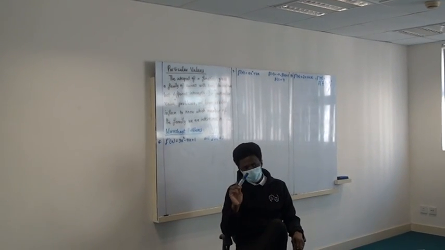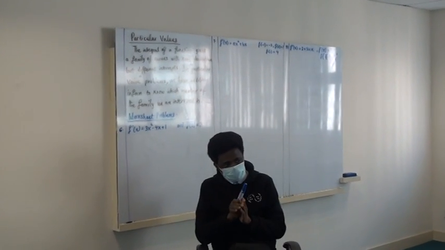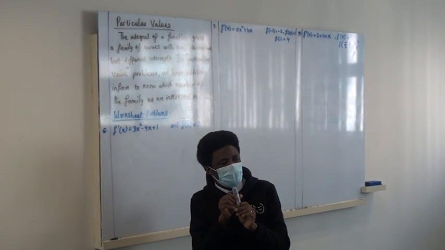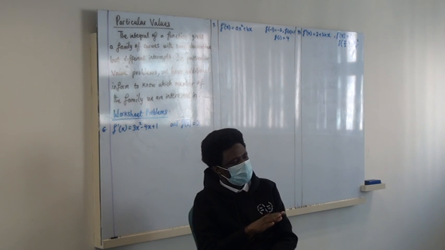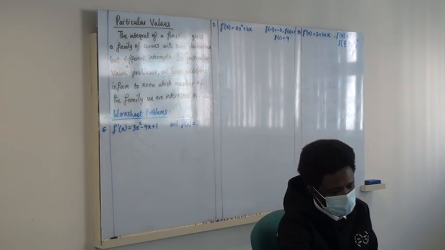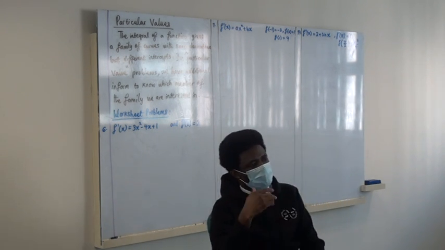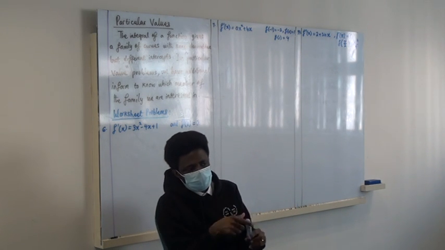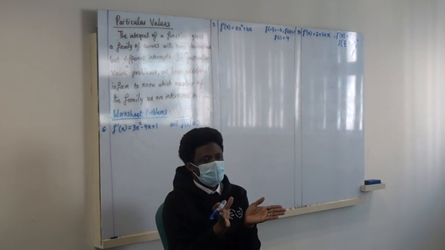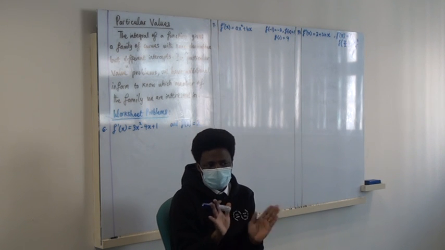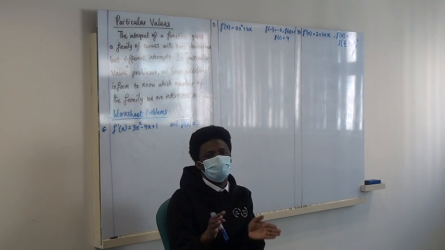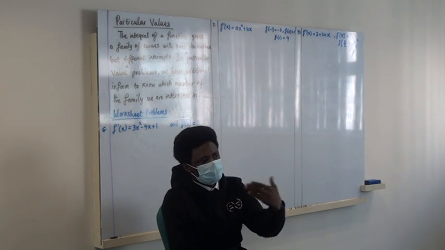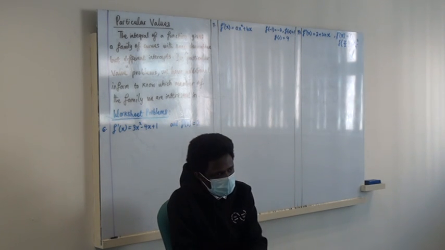So what we are trying to do in particular values, like I wrote in this introduction, is that when you talk about integration, you are trying to reverse what differentiation has done, isn't it? So when you find the differential coefficient of a function, you are trying to understand what will be the gradient at any point x. So there will be a function that can tell you what the gradient will be at any point x. So we call that the gradient function, isn't it?